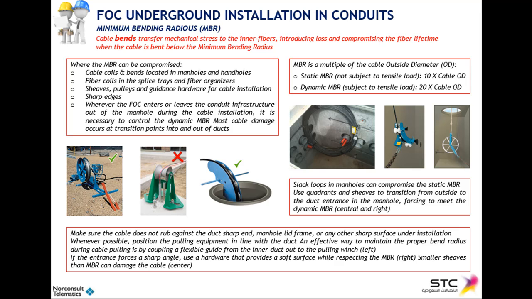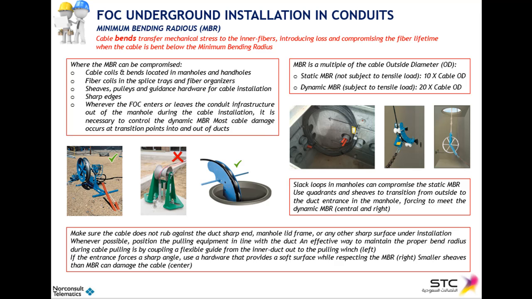However, if the cable is in movement, so it is subject to tensile forces because you are installing it, blowing it, the cable is in movement, so there is tensile load in addition to the bend. That is the dynamic minimum bending radius and is equal to 20 times the cable outer diameter. So 10 times static, 20 times dynamic.